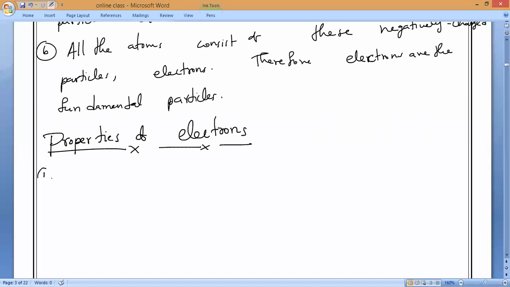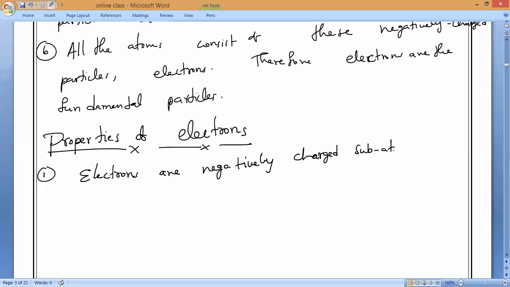First one. Electrons are negatively charged subatomic particles.